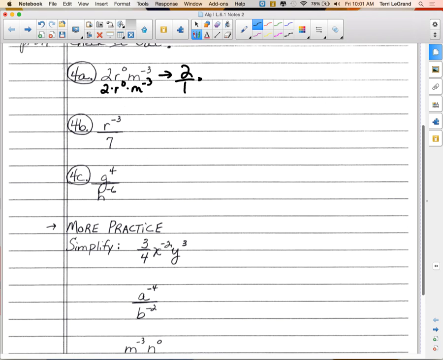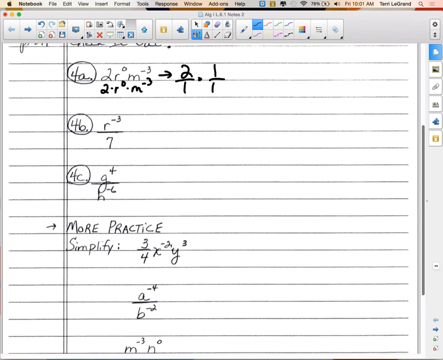R to the 0 power, we're always going to assume, you get to assume here, that the variable does not equal 0. So r to the 0 power, what are we going to simplify that to? 1. Anything to the 0 power is 1. And we can make 1 into a fraction also by putting it over 1. Anything can be made into a fraction by putting it over 1.